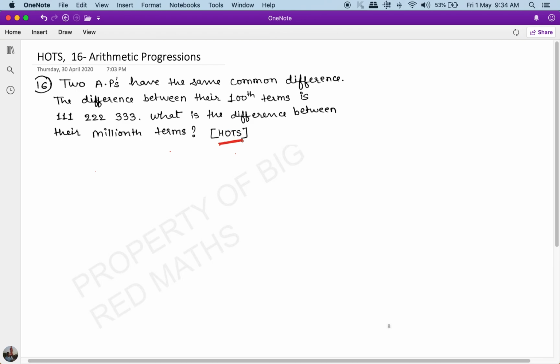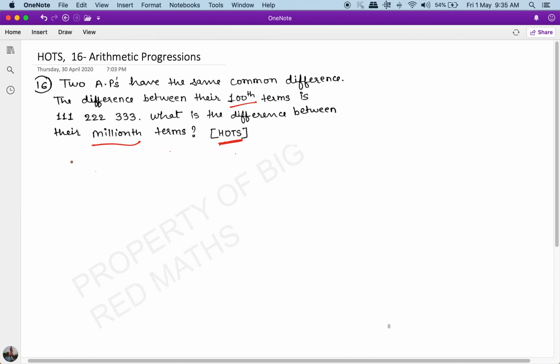This is a HOTS question, and it says two APs have the same common difference, and if the difference between their hundredth terms is this big number 111222333, what is the difference between their millionth terms? Okay, now there are two APs which have the same common difference. The difference between their hundredth terms is this.